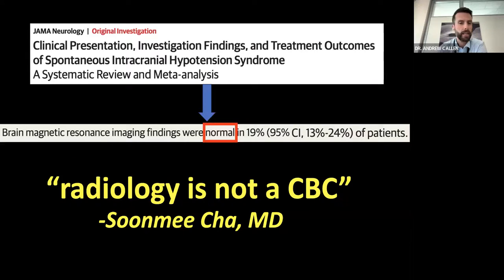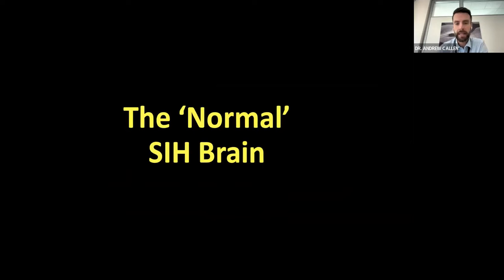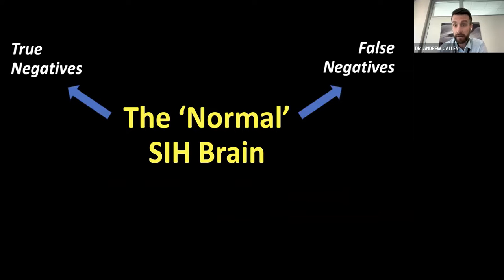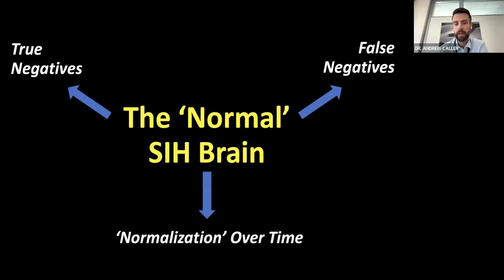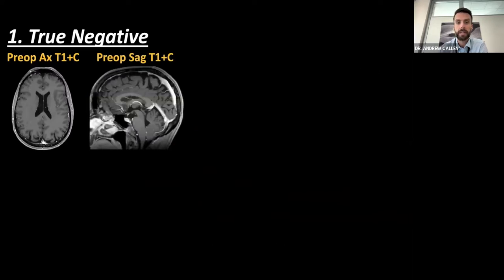It's important to remember, as one of my favorite mentors said, radiology is not a CBC, a complete blood count. It's not a machine that spits out a number that says 0 or 1, whether a brain is positive or negative. There's a person behind that interpreting that study, and that person may have a different interpretation of what normal means. I would like to break down normal and argue that normal can mean 3 things. There can be true negatives, MRI brains that are truly normal no matter how you slice it, false negatives, which are misinterpreted by the radiologist as negative when in fact they are positive, and there's this phenomenon of normalization over time.